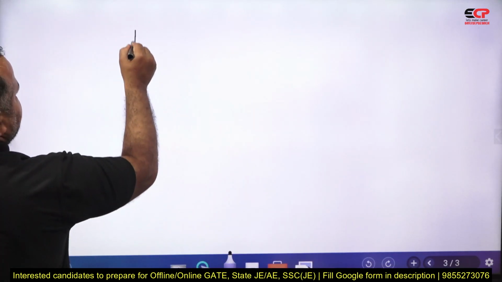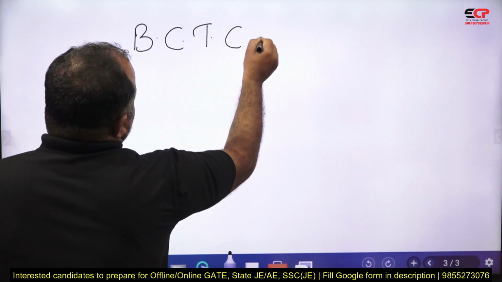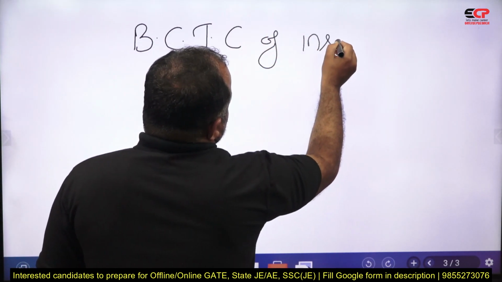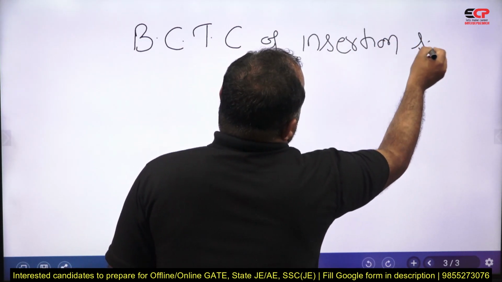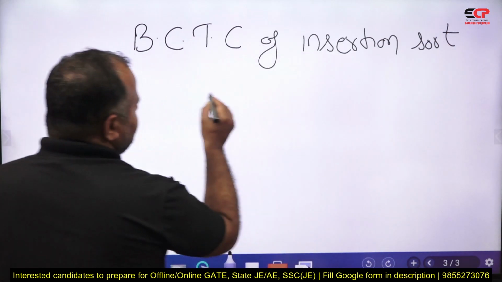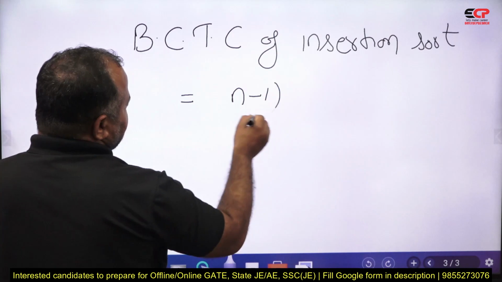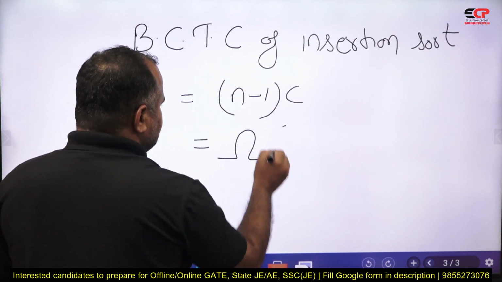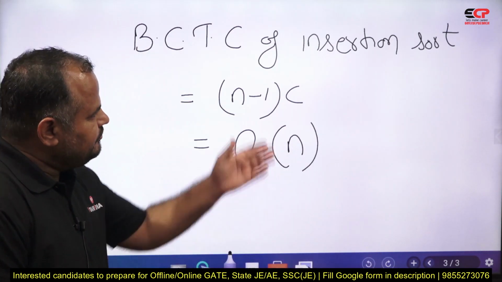So I can say the best case time complexity of insertion sort is how many comparisons? N minus 1 comparisons, each will take a constant amount of time, which for the best case we write as omega, so omega of n, but 0 swap.